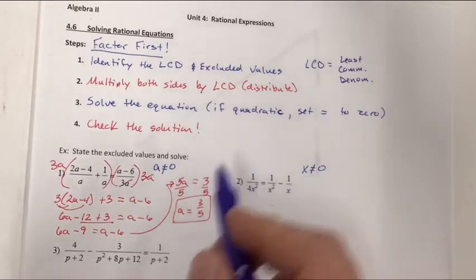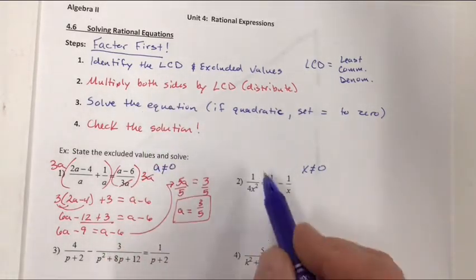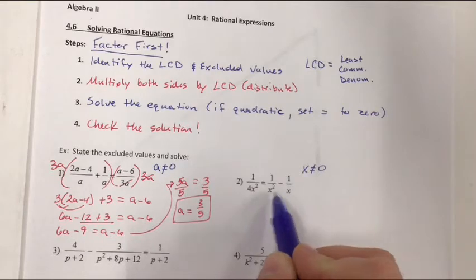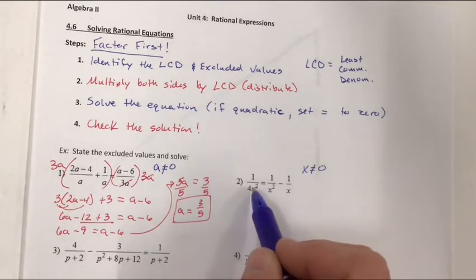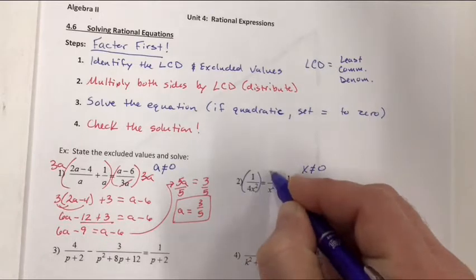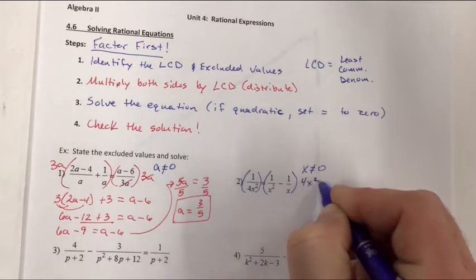And now I want to go through and find the least common denominator. Well, the least common denominator here, it can't just be x, because this has x times x. And it can't just be x squared, because this also has a 4 times x squared. So this 4x squared is actually your least common denominator. So I'm going to multiply both sides by 4x squared.